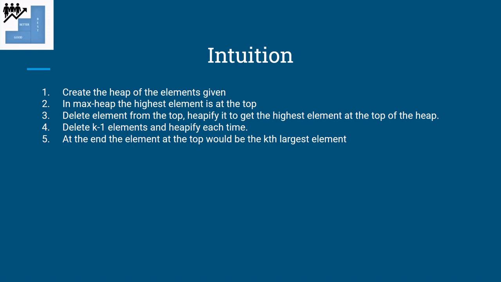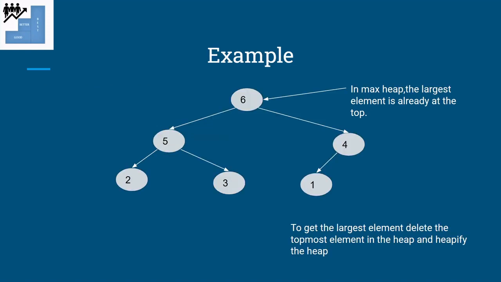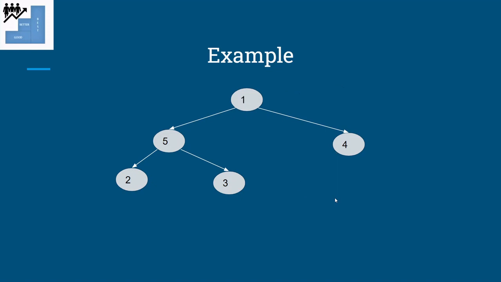So I hope you understood the intuition. Let's see it with the help of some visuals. I have these many numbers and I have created a heap out of them. As you can see, the highest number is at the top. To get the largest element, we delete the topmost element. When we delete the topmost element, we replace it with the lowermost element, and the lowermost element goes away. So the heap becomes like this. But this is not how a max heap looks, so we need to heapify it.